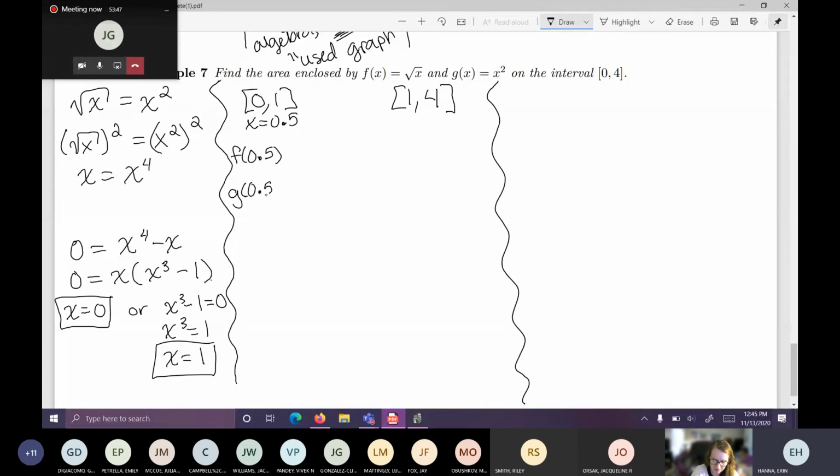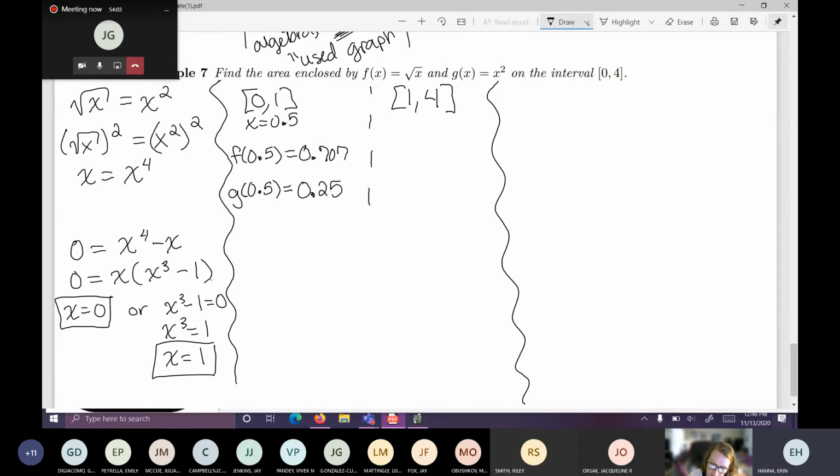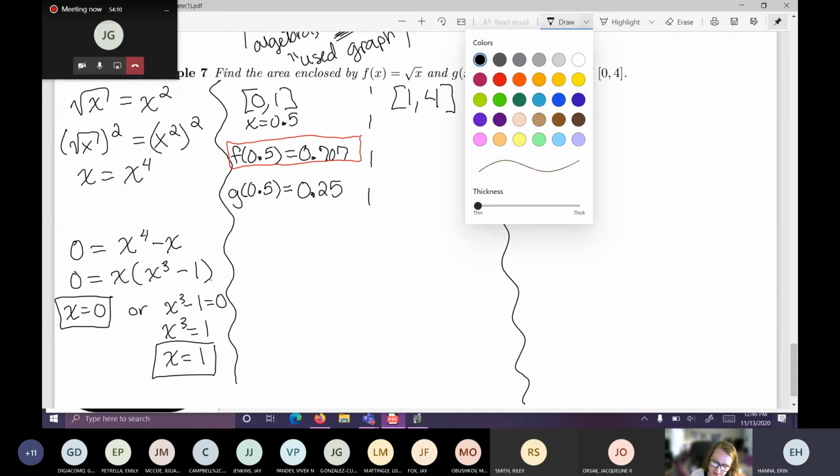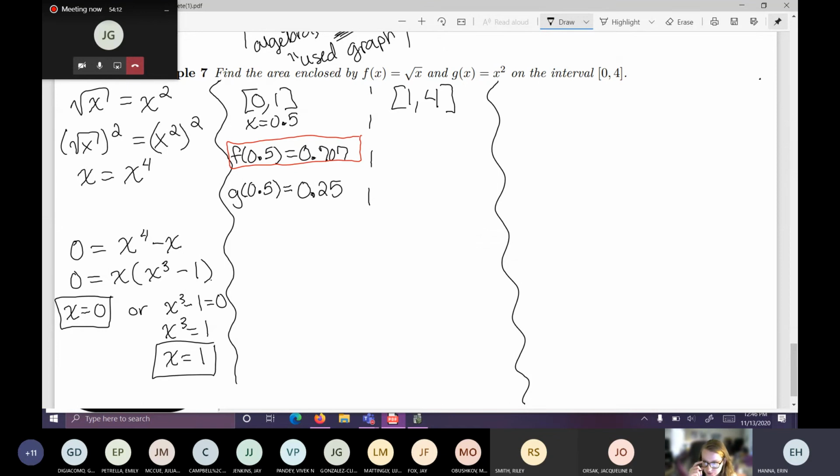I'm going to write it like this now. So if I plug it into square root of x, I'm going to get 0.707 approximately. And then 0.25 if I square it. Which one of those two numbers is larger? Well, they're both pretty close to each other, but the 0.707 is larger. So that means f of x is going to be our top function for our first integral.